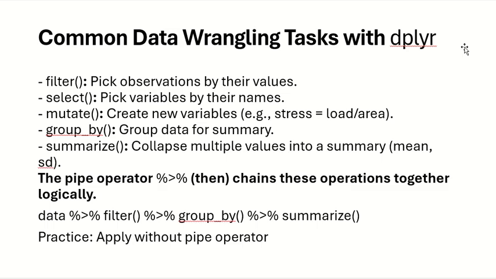Then we have this operator called the pipe operator, percentage greater than percentage, and you can combine different functions using this. We have the data and we want to filter it, and filter will pick the observations according to different values, and then we want to group it according to a particular variable, and then we want the summary. I don't want the overall summary, I want the grouped summary. So it will first filter the values according to our criteria, then group it, then summarize it.